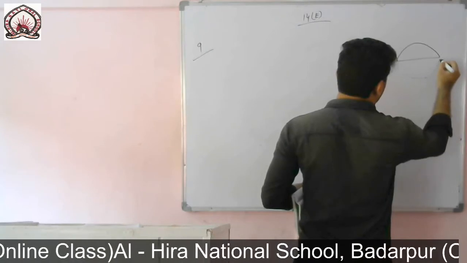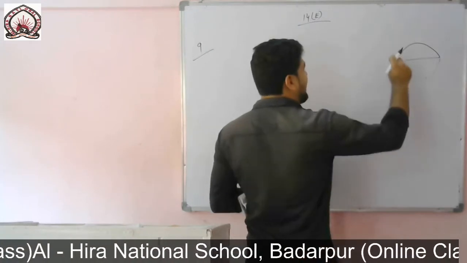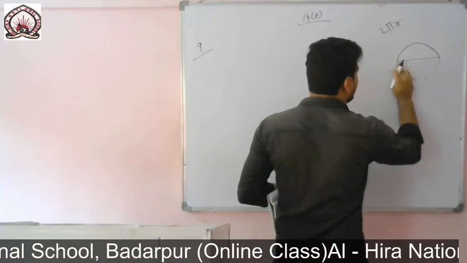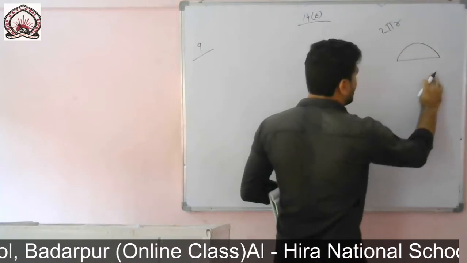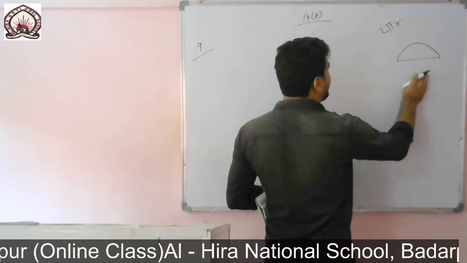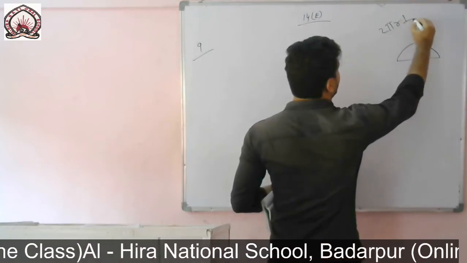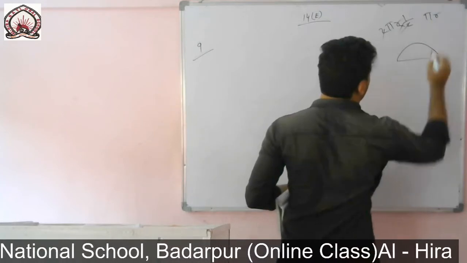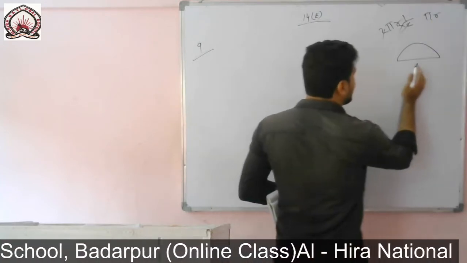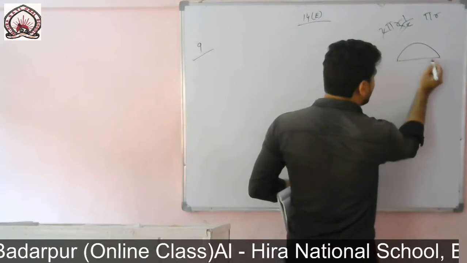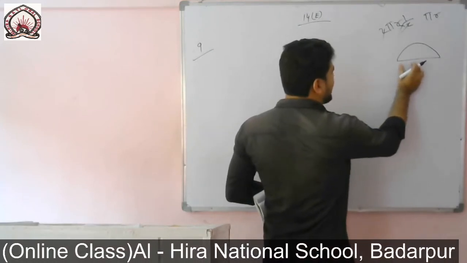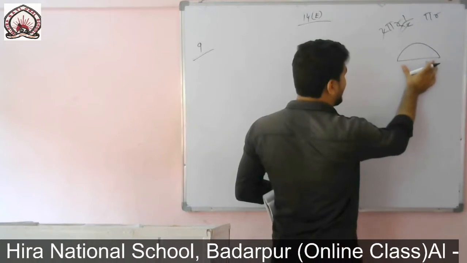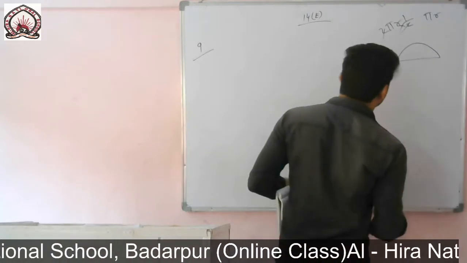We know that the perimeter of a whole circle is 2 pi r, but here you see only a half portion. Half of 2 pi r, the 2 cancels, so it is only pi r. And here, if it is the radius, then this part and this part will be the radius. So we can say 2r, or directly d, the diameter.